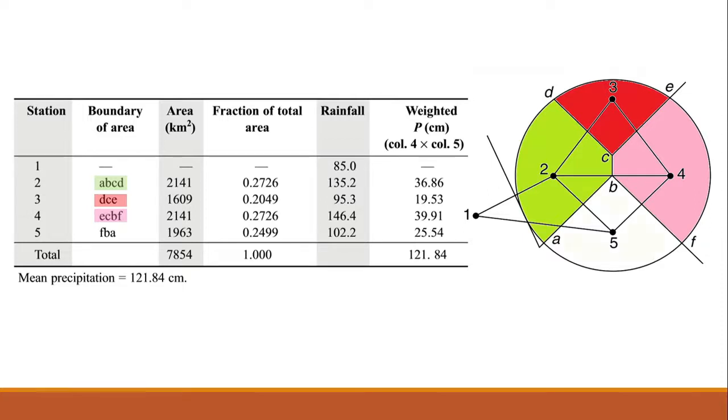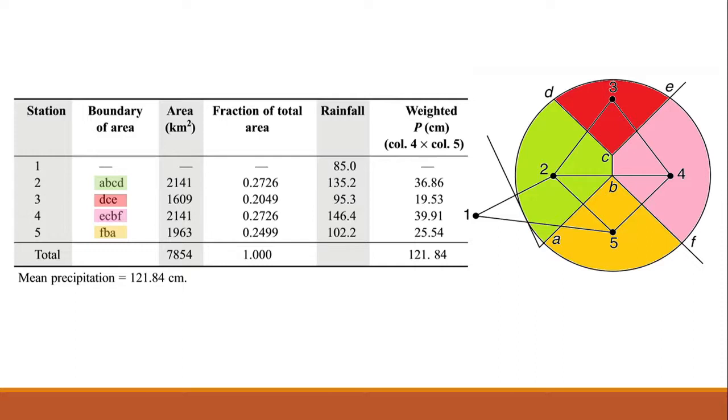And finally, FBA has an area of 1,963 square kilometers, and its corresponding station is Station 5. And then to get the weighted area, or the values for the fourth column in this table, we will only divide the area of each polygon by the total catchment area. So for polygon ABCD, we will divide 2,141 by 7,854 to get 0.2726, and we'll do that for the following polygons.